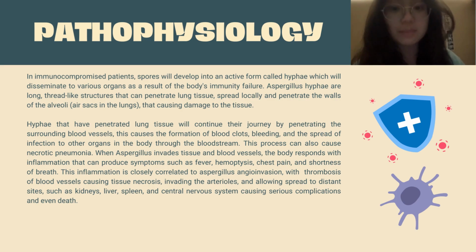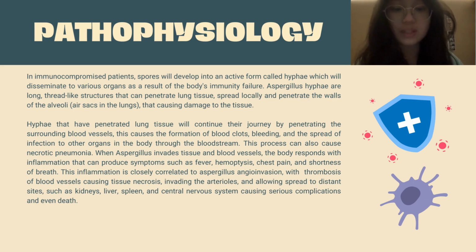In immunocompromised patients, spores will develop into an active form called hyphae, which will disseminate to various organs as a result of the body's immunity failure. Aspergillus hyphae are long, thread-like structures that can penetrate the lung tissue, spread locally, and penetrate the walls of the alveoli, causing damage to the tissue.